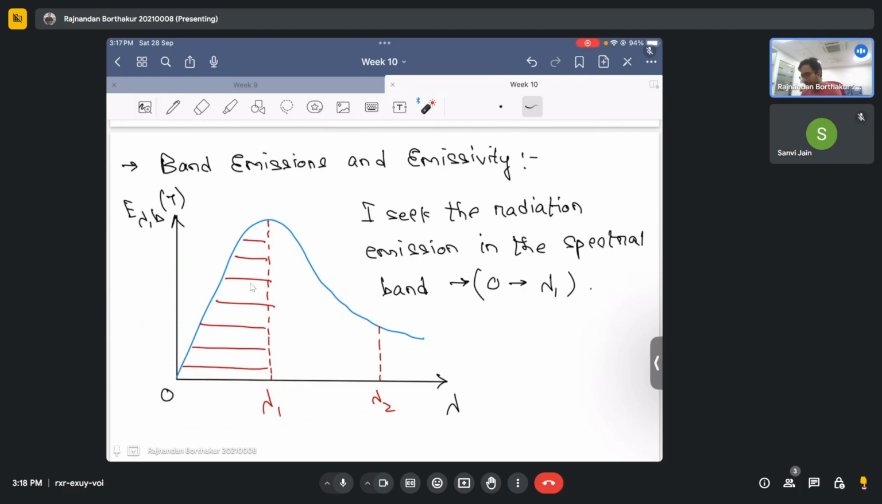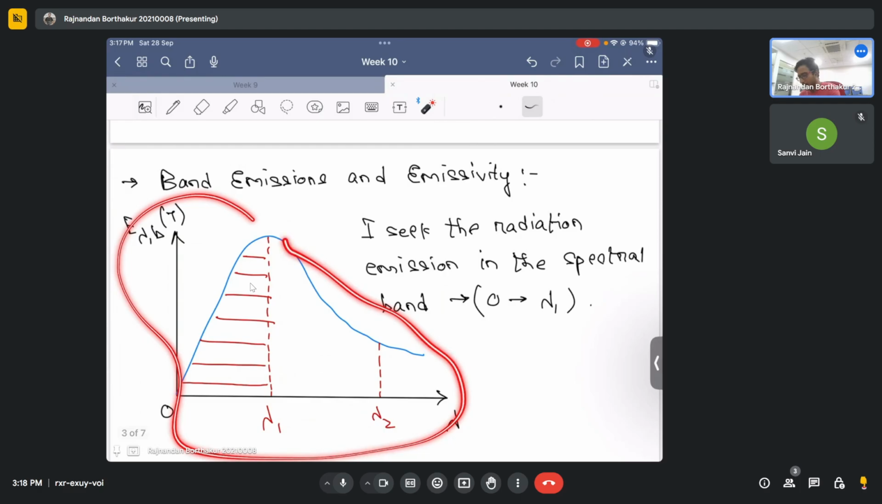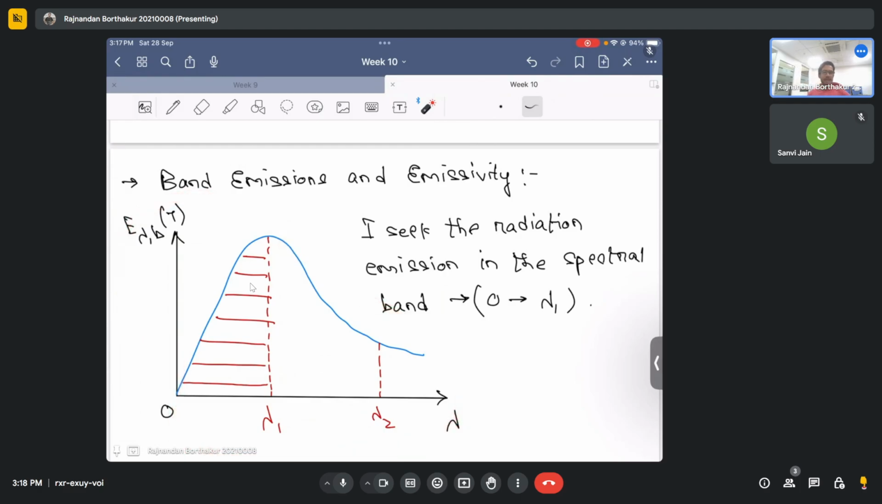Can you tell me how we can evaluate this emissive power based on this figure? It's evident, right? So what would be this emissive power? Can you tell me geometrically at least? If I want to find the radiation emission in the spectral band of 0 to lambda 1, which is basically this, what do you think is the geometrical interpretation from this graph? Any idea?